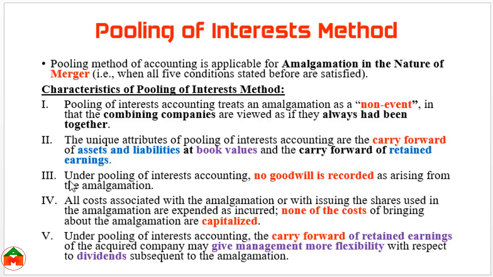The third characteristic is that no goodwill is recorded. The fourth characteristic is that the costs or expenses arising from the amalgamation process are not capitalized. The fifth characteristic is that we carry forward the retained earnings because we consider the retained earnings as a source of dividend payments by the new company.